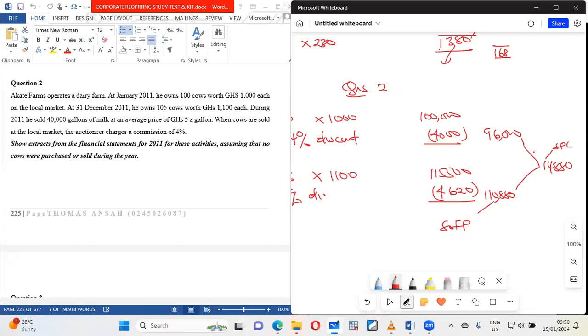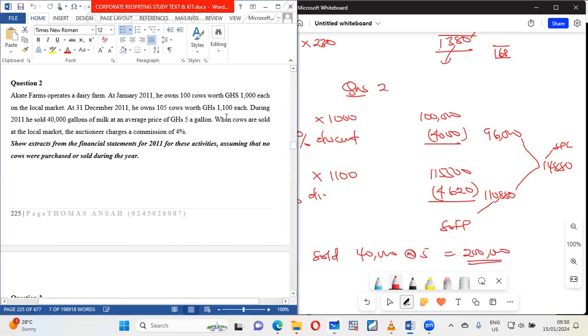Don't forget, that's not the only thing going to SPL. What happens? They sold 40,000 gallons at the price of 5 each, and that is 200,000 Ghana cedis. There is no discount in that because the discount will refer to only what? Cows. All right, so be very, very careful. So that is that.